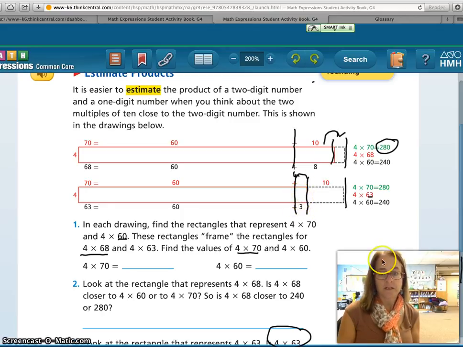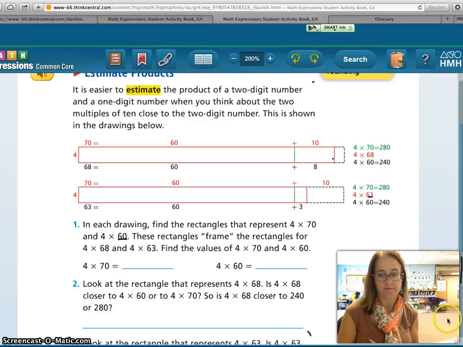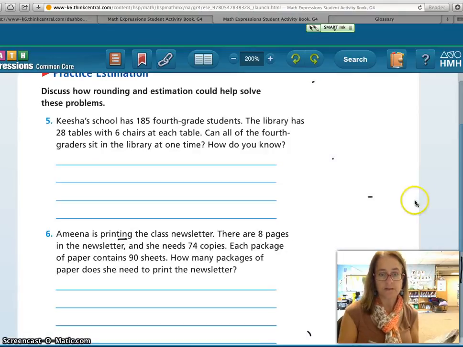Okay, so we're going to talk about high and low estimates and why we would use them in the real world to help us get our math done. Okay, so let's go ahead and turn the page, and let's look at what we're talking about here. Okay, so Keisha has 185 fifth graders in her class. The library has 28 tables with 6 chairs each.